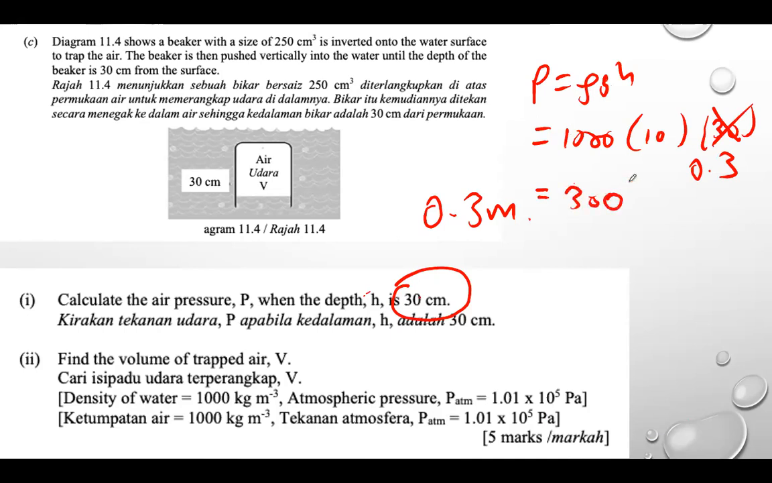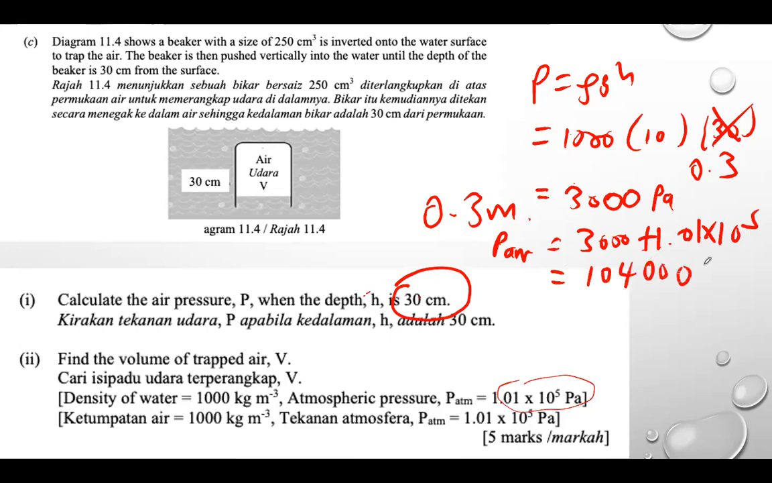So the pressure because of the water is 3000 Pascal, but the air pressure is 3000 plus the atmospheric pressure, which is 1.01 times 10 to the power of 5. 1.01 times 10 to the power of 5 plus 3000 equals 104,000 Pascal. Okay, that's the answer for question 1.